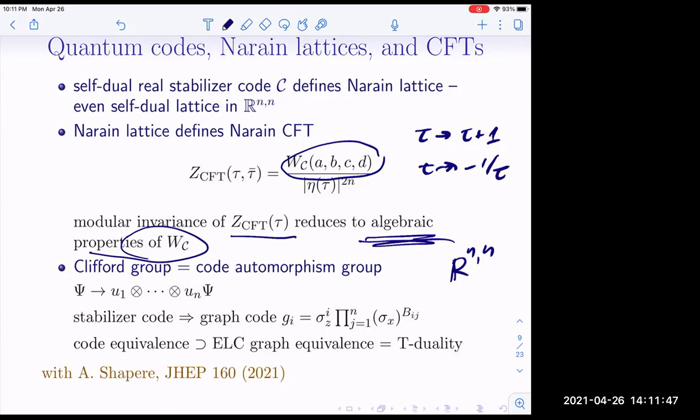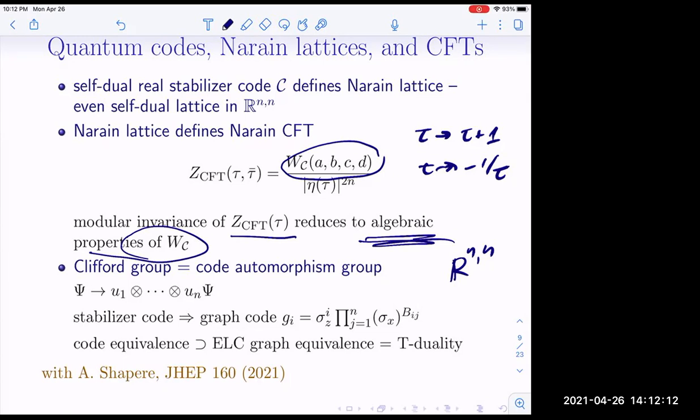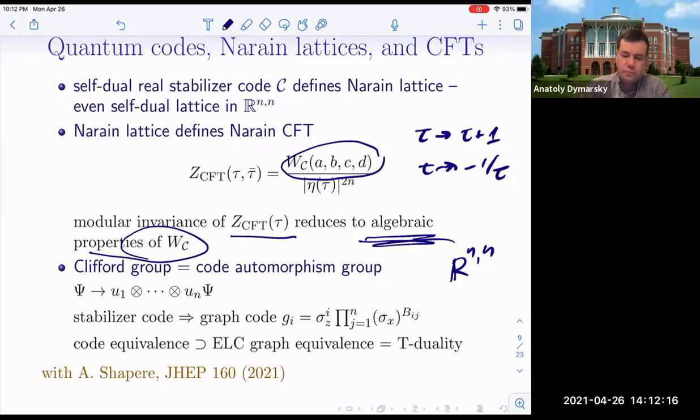But at the moment, basically you're saying that the arrow goes one way. That is, you hand me a code, and I'll hand you a Narain CFT. Yes, of course. But that's exactly the same thing that happens with classical codes and even self-dual lattices in Euclidean space. Any doubly even self-dual code can be mapped to a lattice, but not all lattices have code pre-images, if you wish. So we cannot do better than that in a sense.